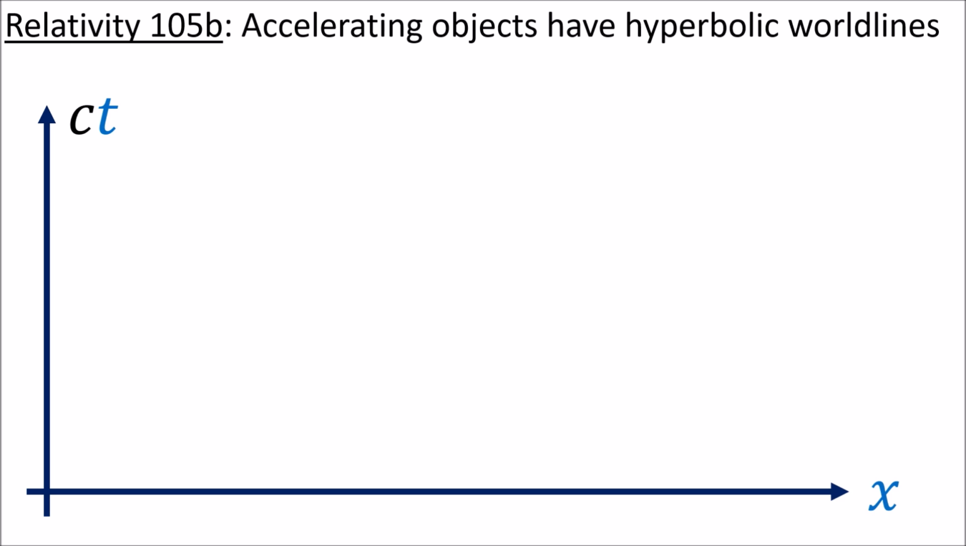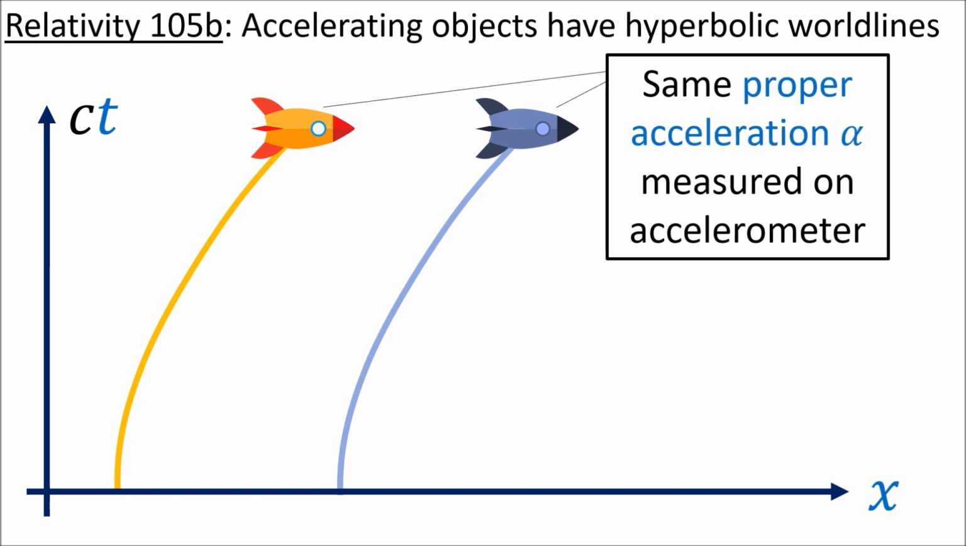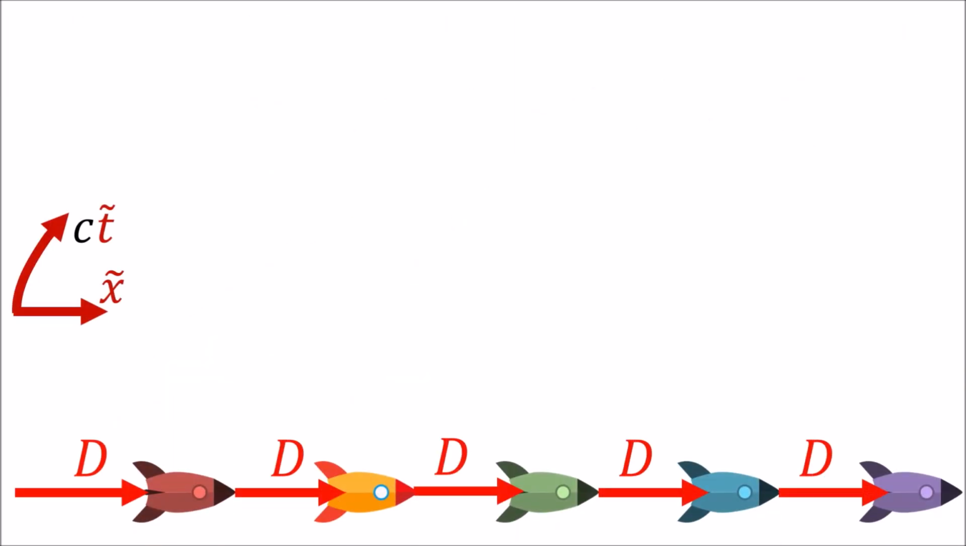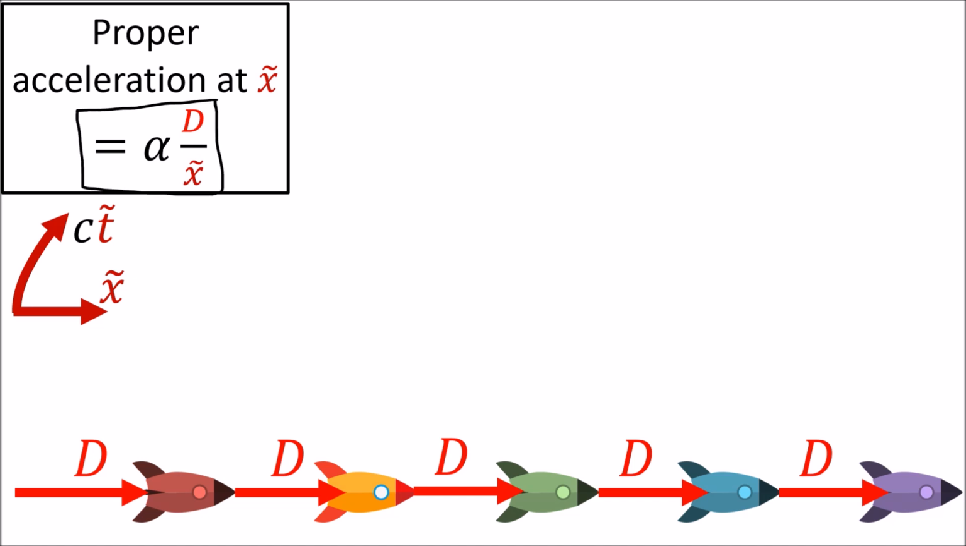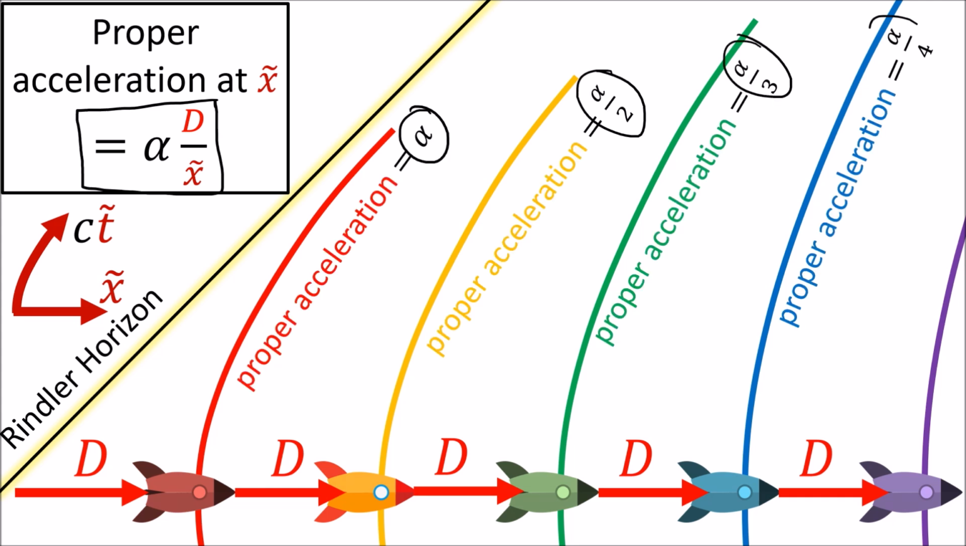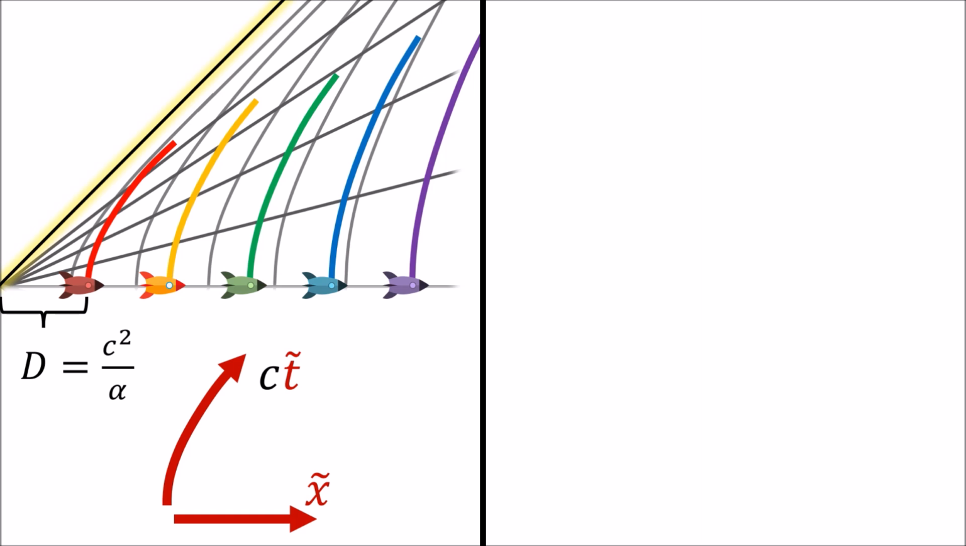In the Relativity 105b video, we learned that accelerating spaceships in special relativity have hyperbolic world lines. If two spaceships accelerate so that they have the same proper acceleration readings on their accelerometers, in their own frames, they will get farther and farther apart. In order to maintain constant distances along a line of accelerating spaceships, as measured in their own frames, each ship must accelerate according to this formula, inversely proportional to its x tilde position. Each spaceship will travel along a hyperbolic world line, but each hyperbola will get less and less curved in the direction of acceleration. Previously, we measured these hyperbolas using the x tilde position coordinate and the ct tilde time coordinate, which acts as a hyperbolic angle.